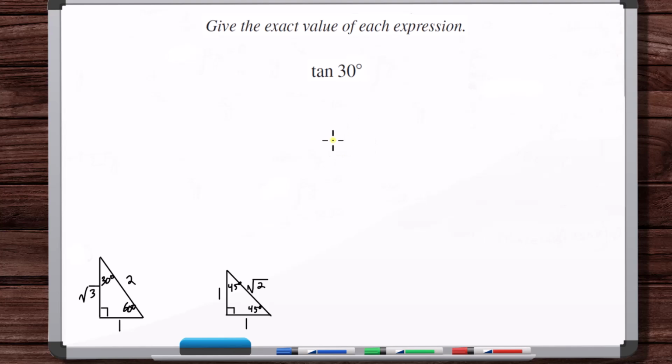All right, so what is tangent of 30? That's opposite over adjacent, so that's 1 over root 3 times root 3 over root 3. That's going to be root 3 over 3. Okay, what is sine of 30?